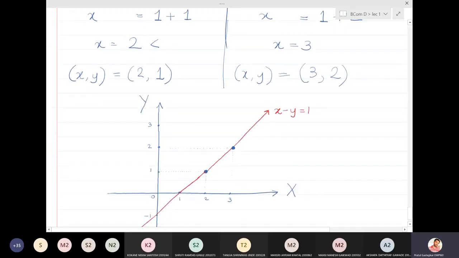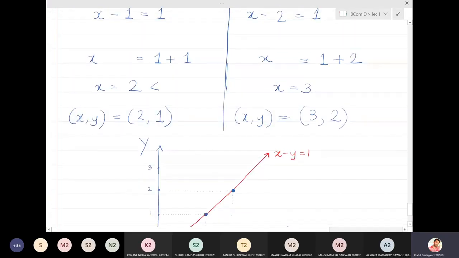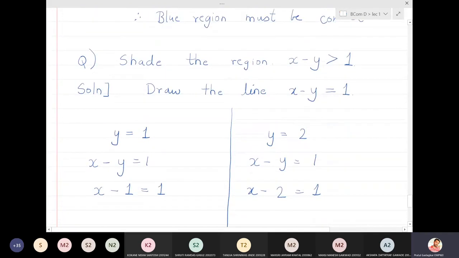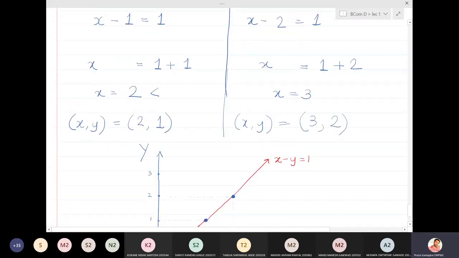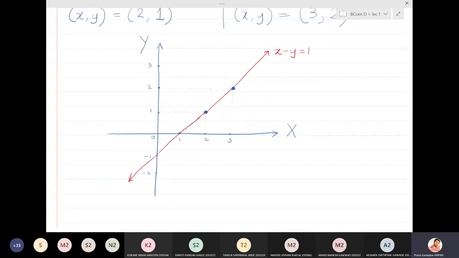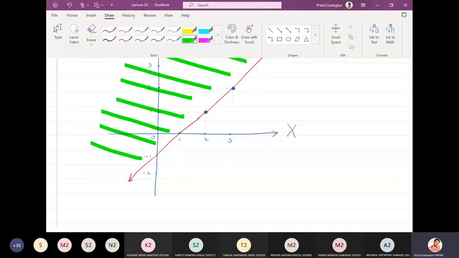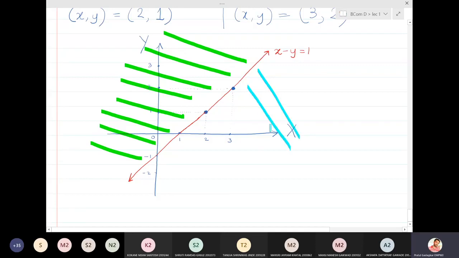Now, what is the original question? The original question was x minus y greater than 1. Now my rough calculation starts. So look at this picture. This picture has two different parts. One part is the green part, this part, and one part is the blue part. One of them is correct and one of them is wrong.